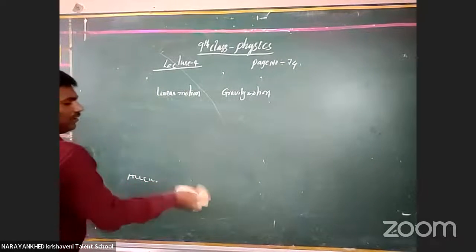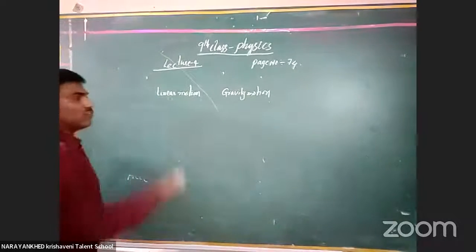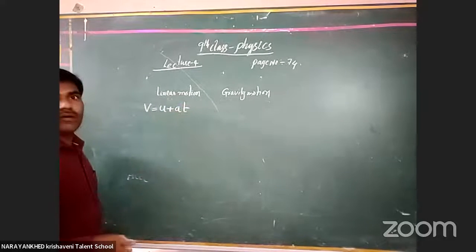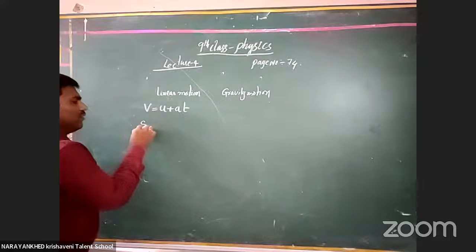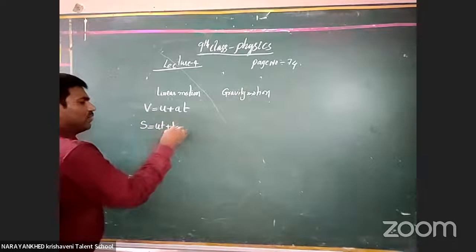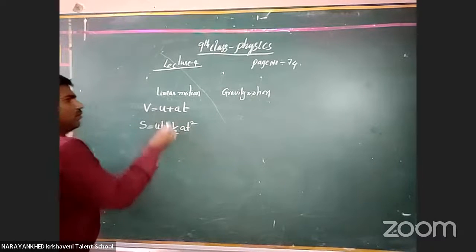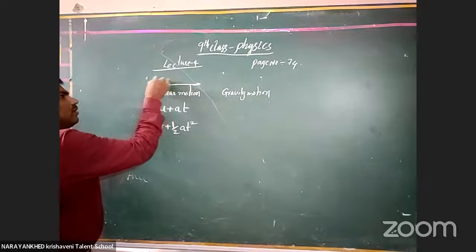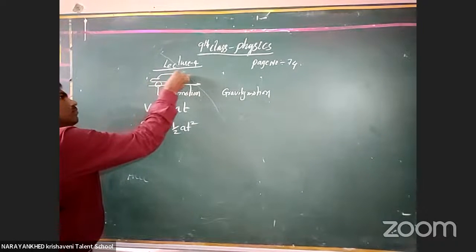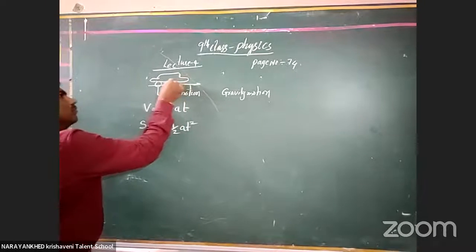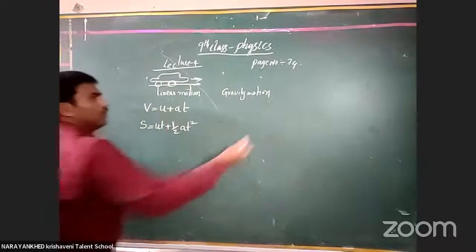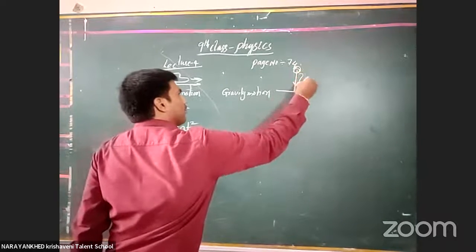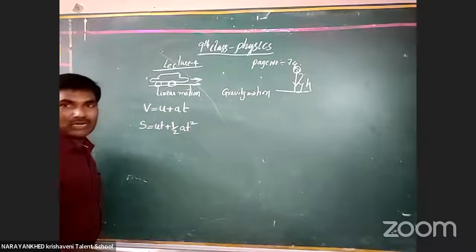Now, you know very well the equations of motion for a linear body. For linear motion, the equations of motion are: v is equal to u plus at, and s is equal to ut plus half at square. It is for a body that moves linearly. Freely falling is also linear motion, where the body is dropped from some height. Got it or not, all the students?